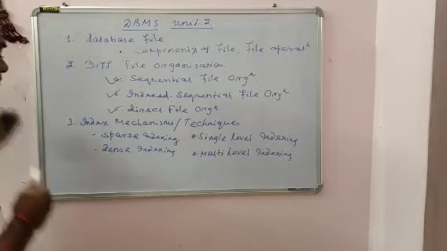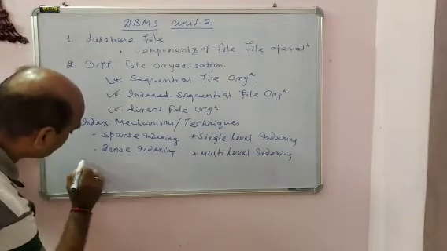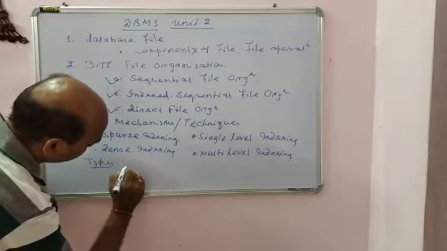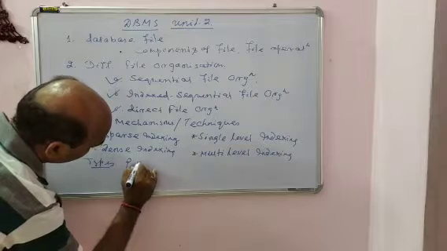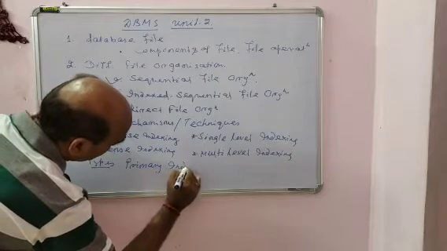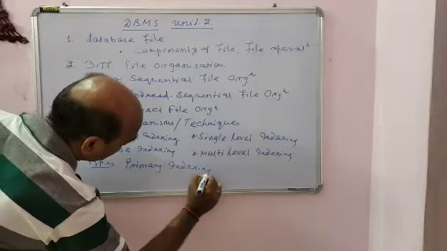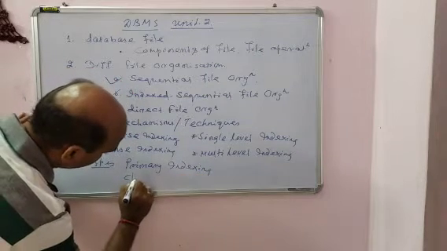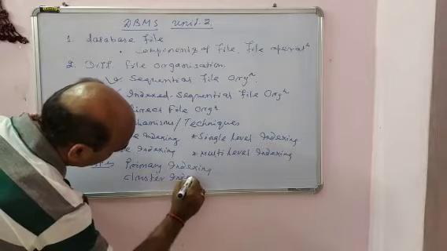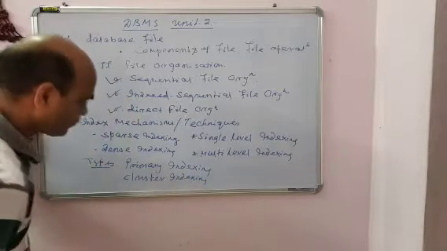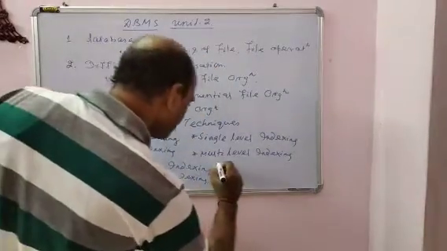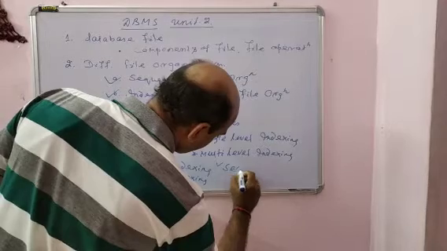And also there are some types of indexing that we have learned. Basic types, like primary indexing, cluster indexing, and also the next one is secondary indexing.